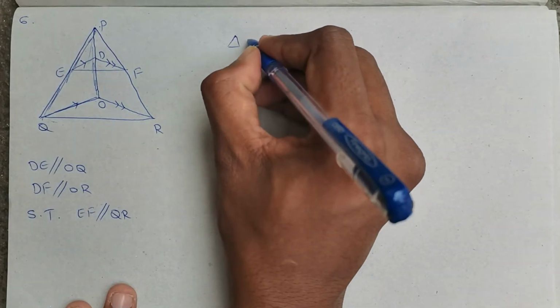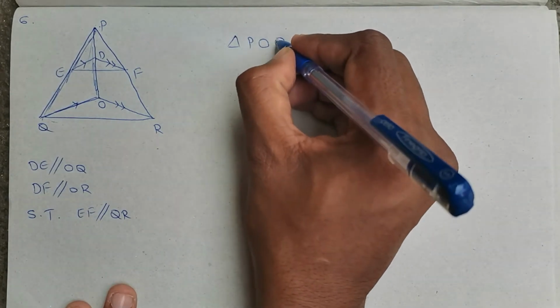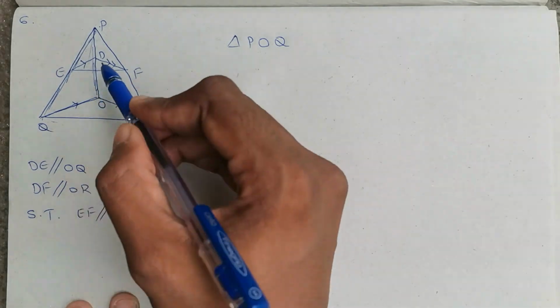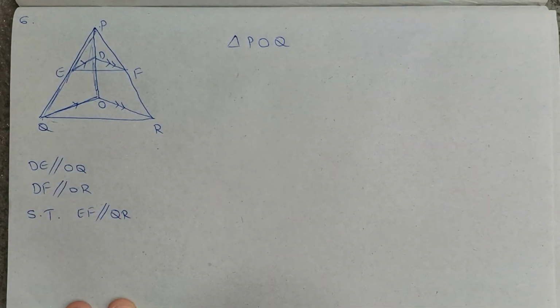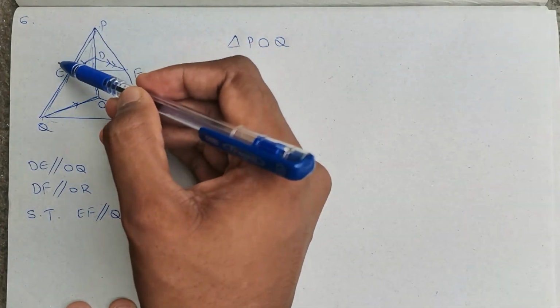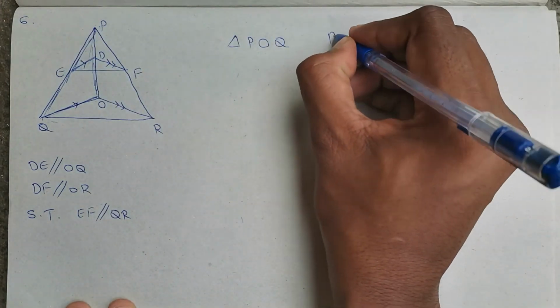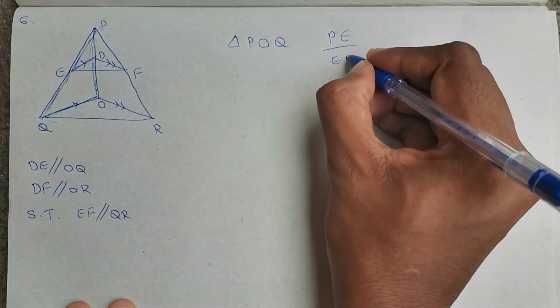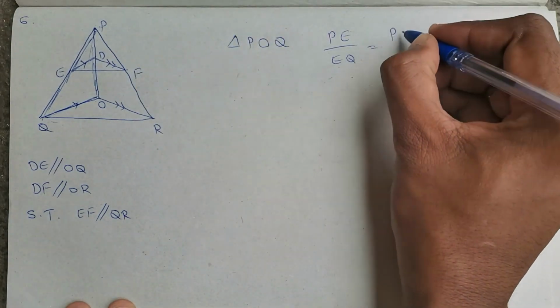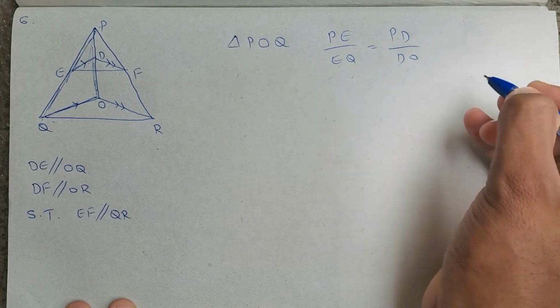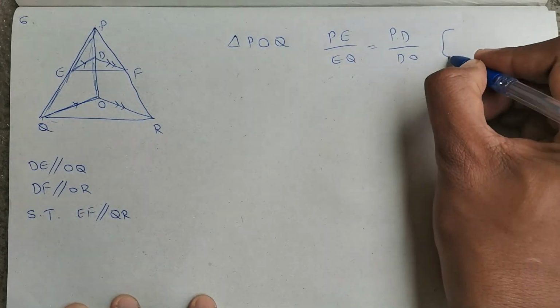Triangle POQ. He mentioned clearly this ED is parallel to OQ. So we can write this upper part by lower part. PE by EQ is equals to upper part by lower part, PD divided by DO, according to BPT.